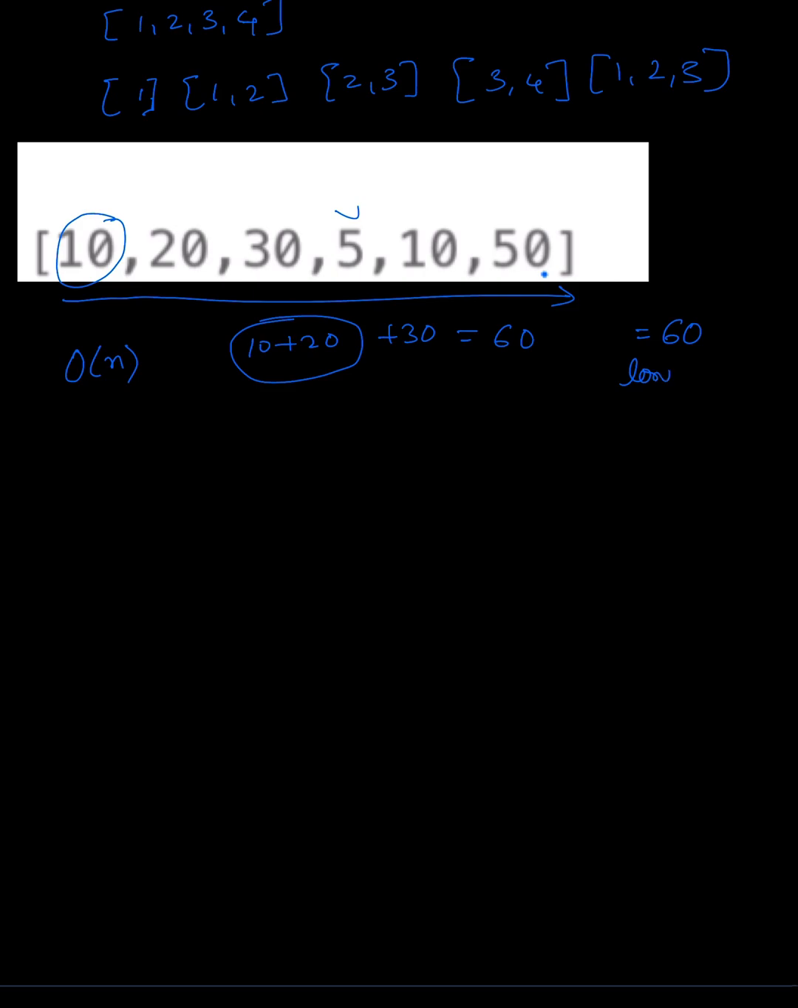We will take 60 as the maximum sum so far, and we will start a new subarray where the sum starts from 5. In the next iteration, we'll check whether this number is greater than this one. Yes, it's true. It's going to be 15. And next we will check whether 50 is greater than 10. Yes, it's true. So we are going to add this one and we are going to get 65.